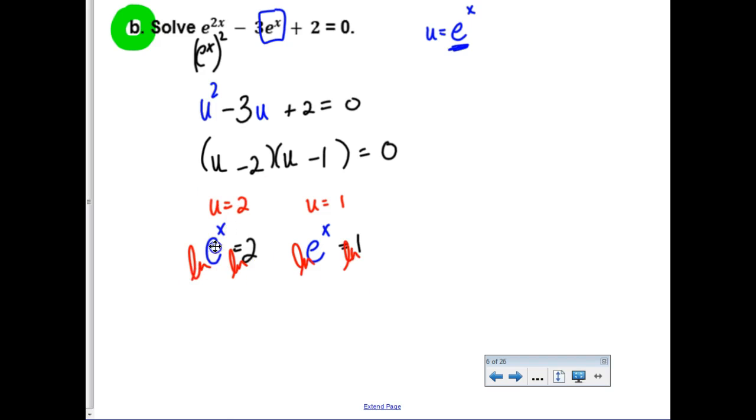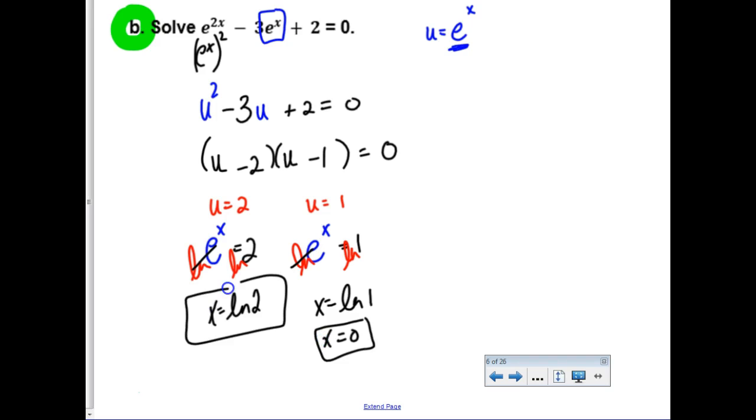You end up with, these cancel, x equals whatever the natural log of 2 is, and here x equals the natural log of 1. So if you wanted approximated answers, this one you could type in your calculator, but natural log of 1 is just the number 0, so this one's easy because it's 0. And this one is whatever the natural log of 2 is, which I don't think I have written down.